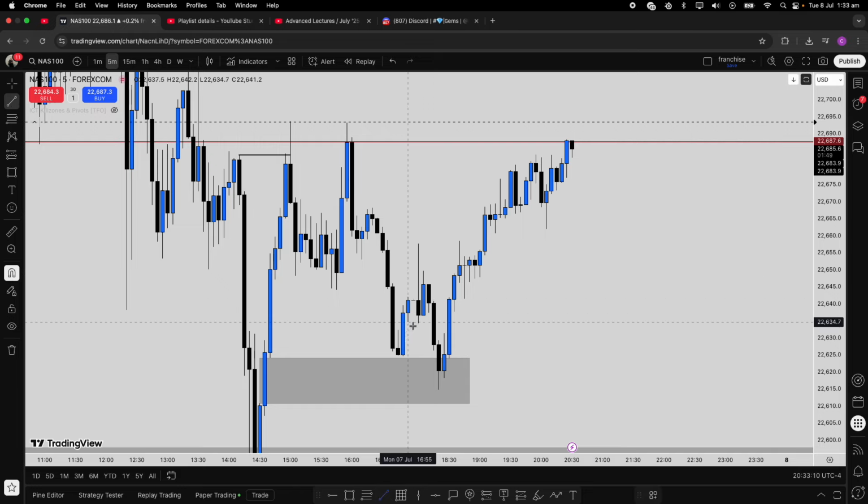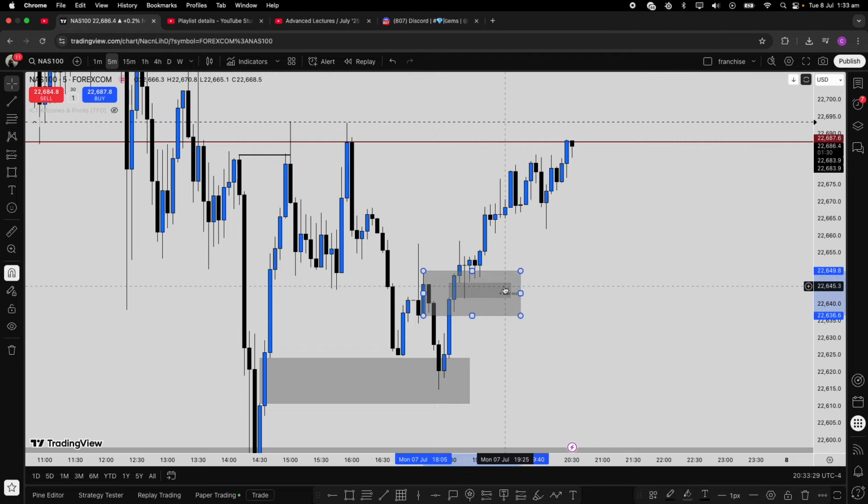And this is where you get your high probability setups. Just like this. This is a breaker. And this is just on the 5-minute time frame. Breaker, gap. That's your unicorn model right there. It's really simple.